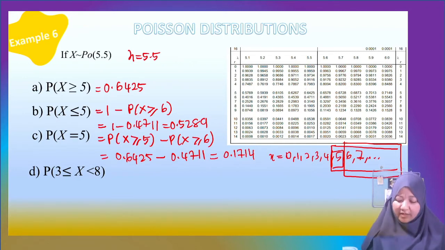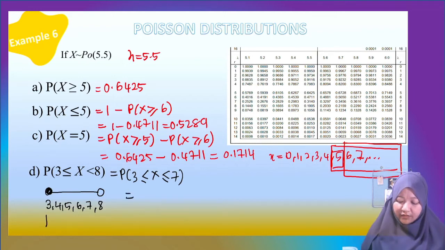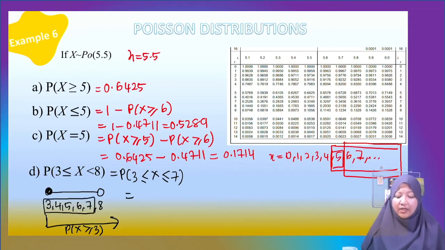Okay. D, probability x less than 8 but greater than or equal to 3. So 3, 4, 5, 6, 7, 8. Include 3, not include 8. Therefore, this one is probability x greater than or equal to 3 but less than or equal to 7. So how to find this probability? Okay, we use this area from 3 to infinity. This area is probability x greater than or equal to 3, right? Minus this area. Kita perlukan ni ya, 3, 4, 5, 6, 7, 8. 3, 4, 5, 6 dan 7 sahaja.